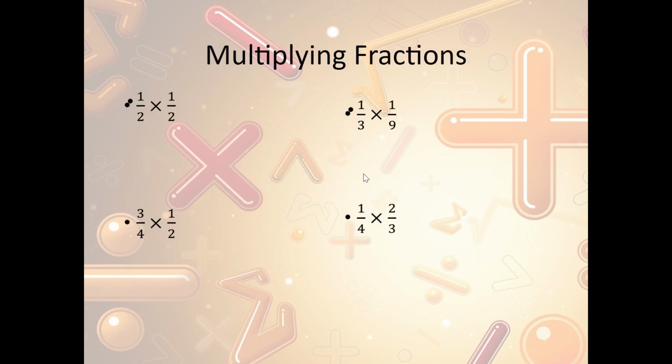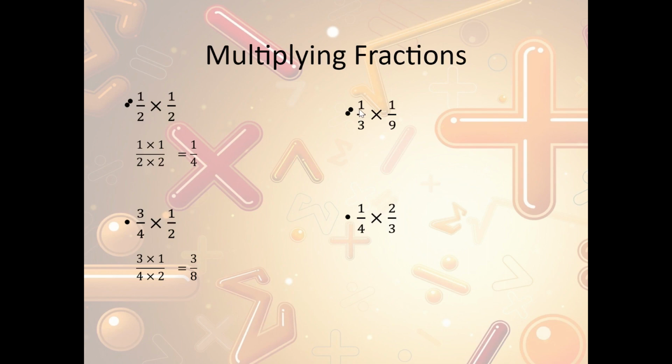So let's look at some examples. We have 1/2 times 1/2. Well, we're going to multiply the numerators, and we get 1 times 1, and then we're going to multiply the denominators. So that's 2 times 2. So 1 times 1 is 1, and 2 times 2 is 4, so we get 1 over 4 as our answer. Now we have 3 over 4 times 1/2. Denominators don't match. That's okay. We don't need them to match. So we're just going to multiply the numerator, 3 times 1, and the denominator, 4 times 2. So we get 3 times 1 is 3, 4 times 2 is 8, so we get 3 over 8.